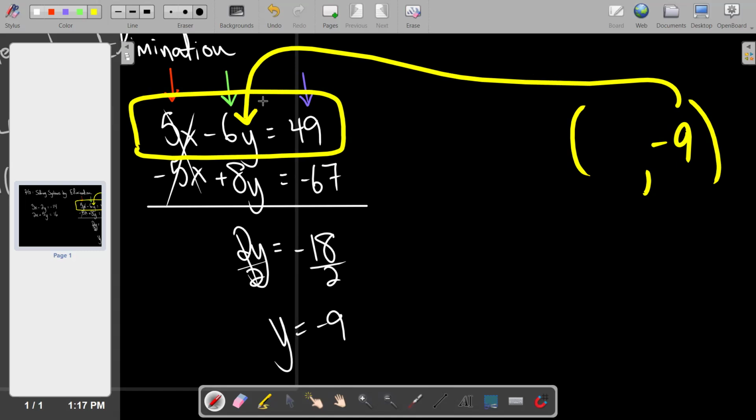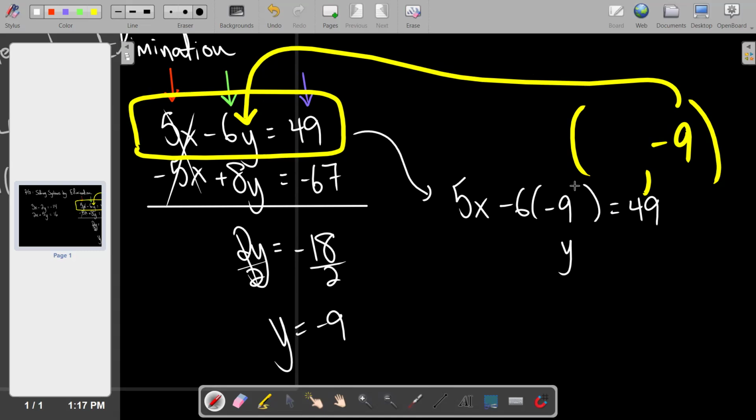Okay. And that then is going to say, so that's this equation now. It's going to say 5x minus 6 blank equals 49. What's going in that blank? Negative 9. Remember, it used to be a y, but into the blank, we're going to put what we know y is. Like we worked so hard to find it, why not use it to our advantage? So we put negative 9 in there, and now we just solve.